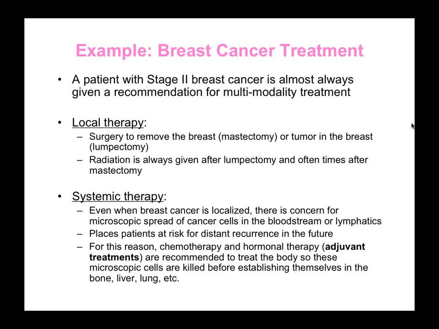So these are additional therapies given to treat the body so that these small microscopic cells are killed off before they are able to establish themselves in the bone, in the liver, or the lung. So these adjuvant therapies can take many forms. The common ones for breast cancer are chemotherapy and hormone therapy.